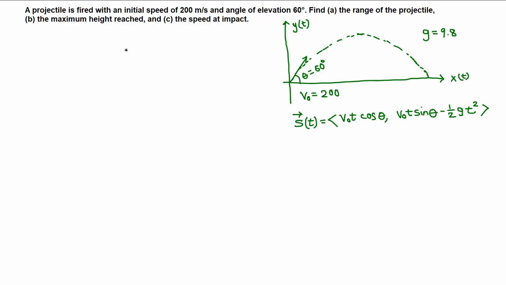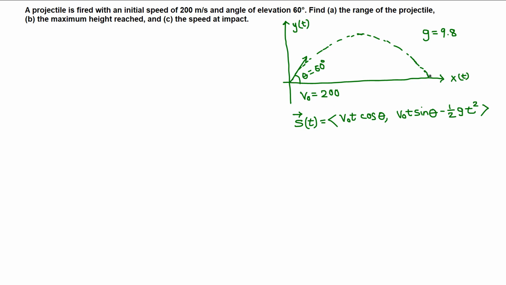Read the question carefully. So we can say the starting point for the projectile is at the origin here, and the angle of elevation is 60 degrees, and it is fired with an initial speed of 200 meters per second. Now we need to find the range of the projectile.